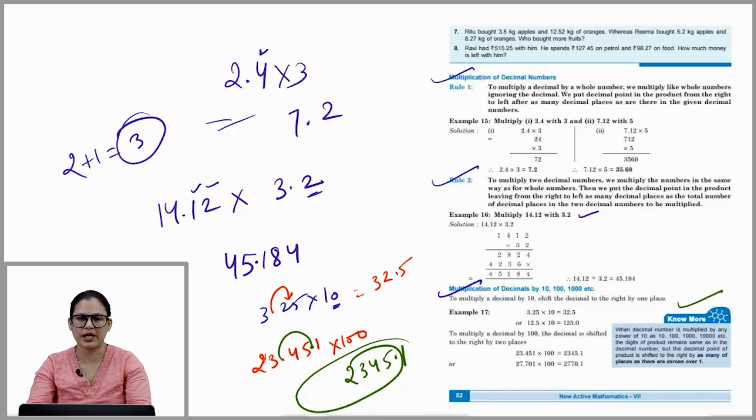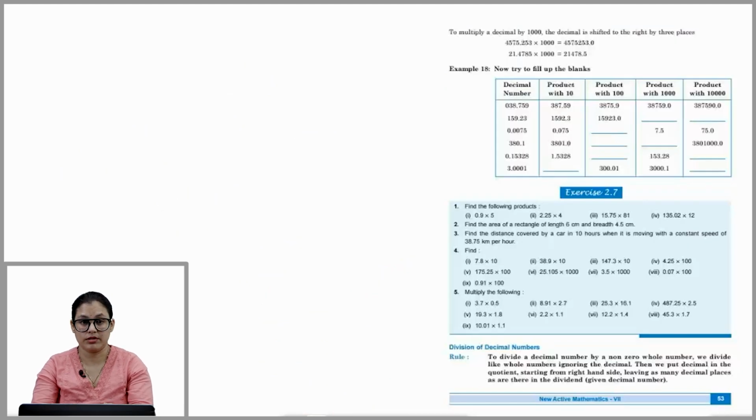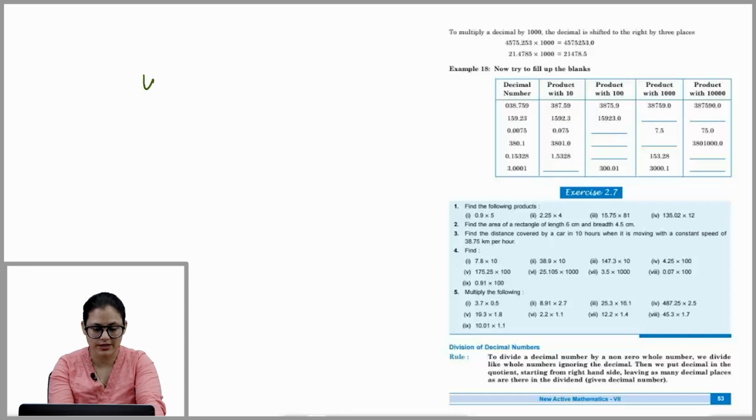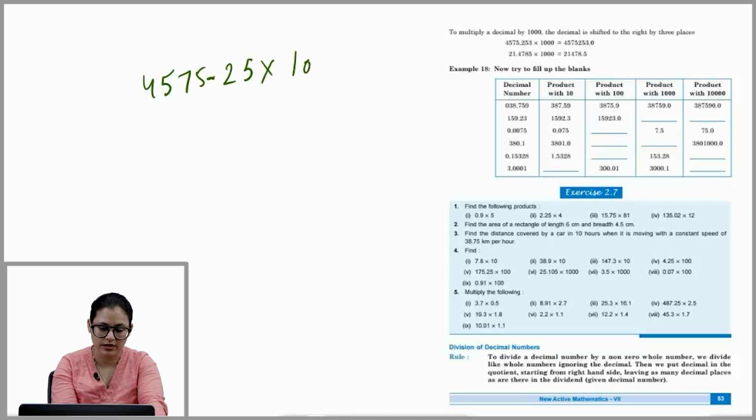When a decimal number is multiplied by any power of 10, such as 10, 100, 1000, 10,000, etc., the digits of the product remain the same as in the decimal number. But the decimal point of the product is shifted to the right by as many places as there are zeros over 1. To multiply a decimal by 1000, the decimal is shifted to the right by 3 places because now there are 3 zeros. So this is the number, and you have to multiply this by 1000, 253. Now your decimal will shift 3 places right: 1, 2, 3.